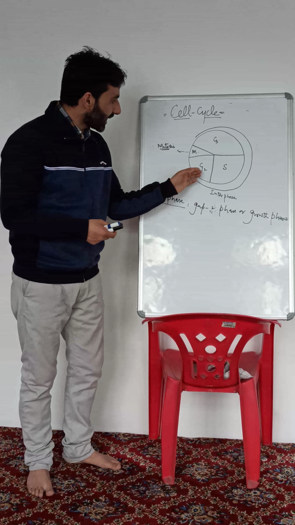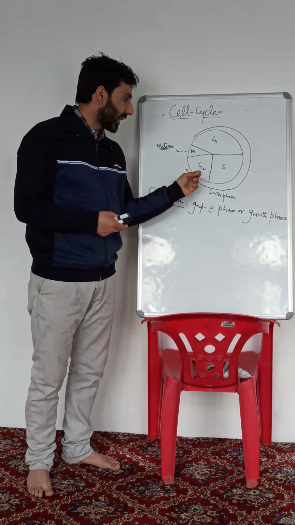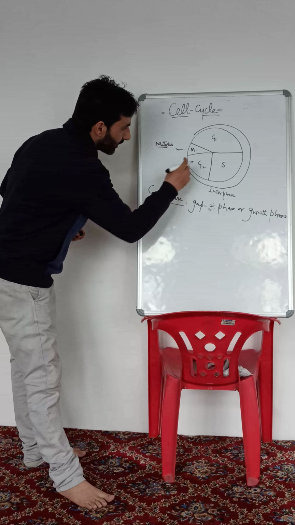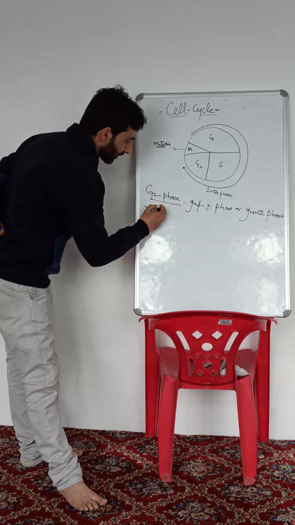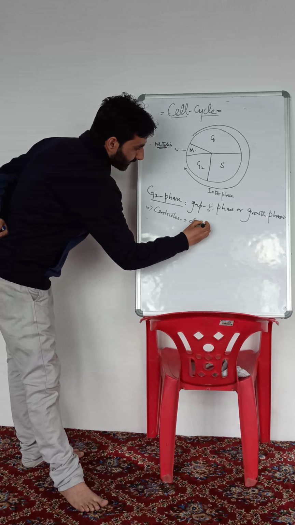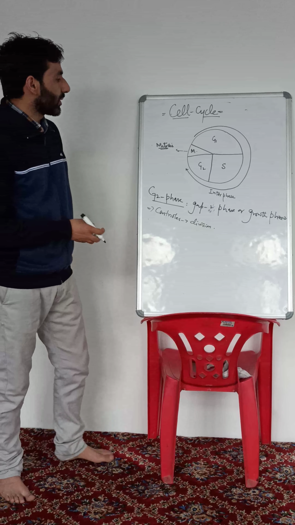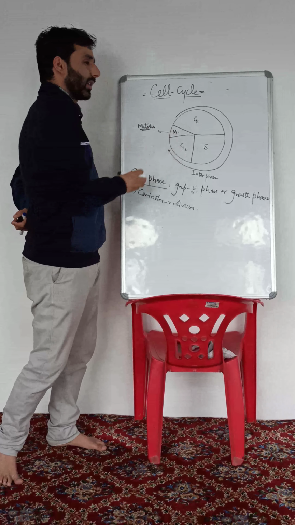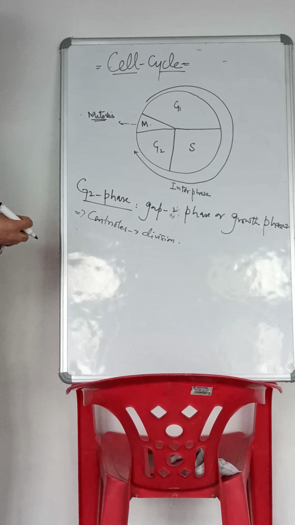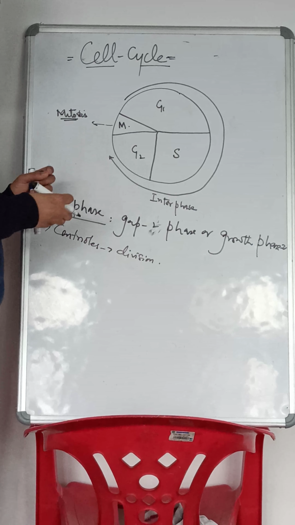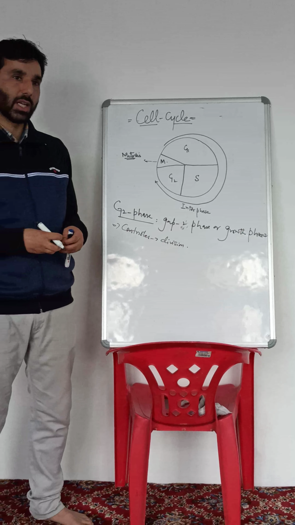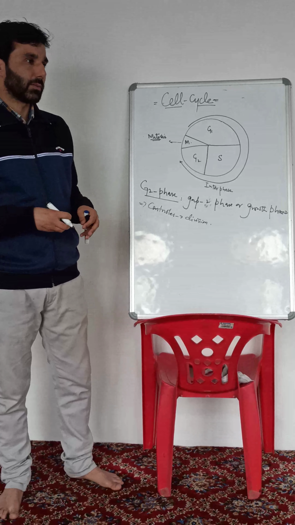So what are the changes, what are the things which are made here in the G2 phase? Let's discuss those. In G2 phase, there is division of the centrioles. Division of centrioles also takes place in G2 phase, because we will study the function of the centrioles in the M phase, when we study the subphases of mitosis: prophase, metaphase, anaphase, and telophase.